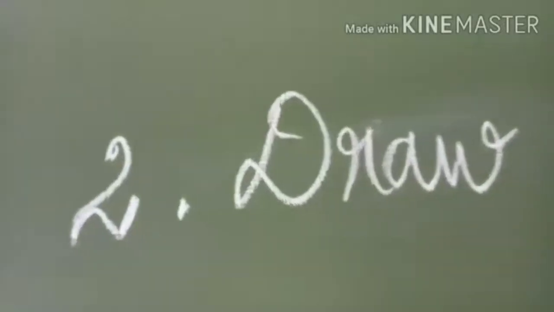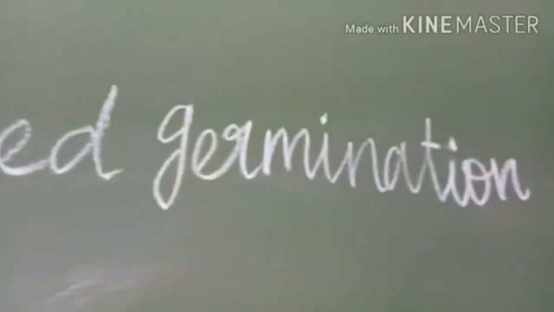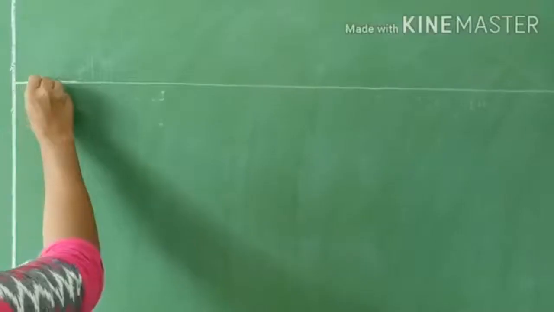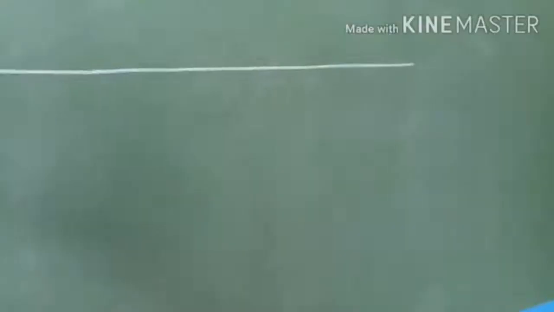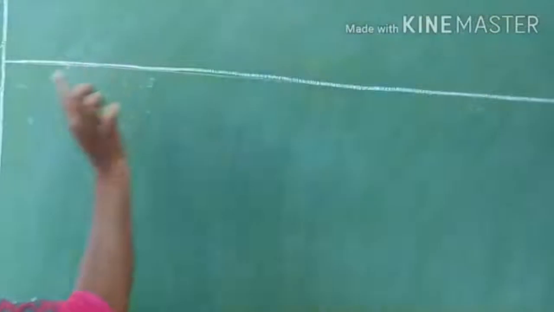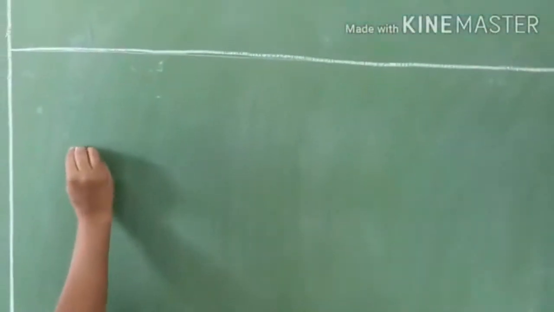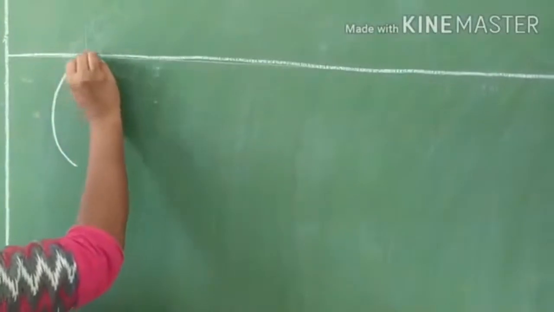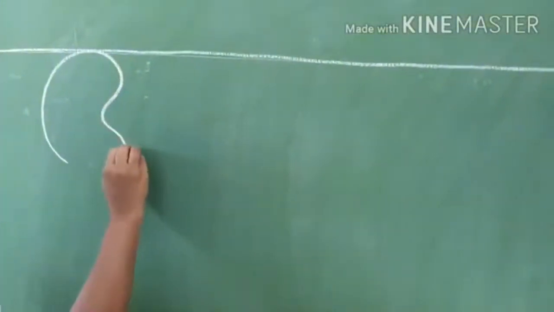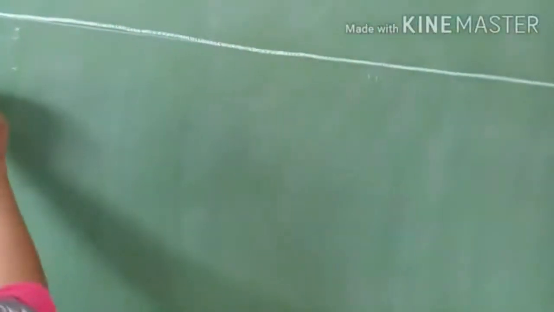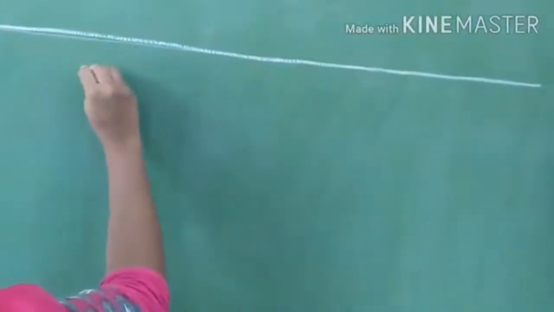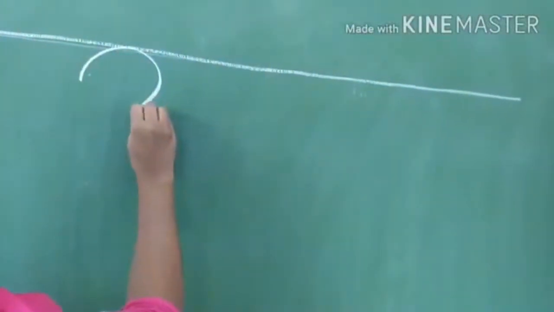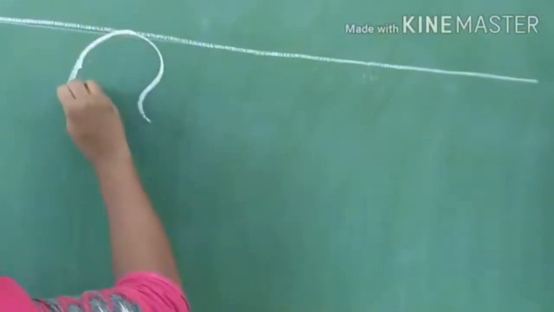Second question is draw and label seed germination. Children, draw a line using a scale like this, and below the line draw a seed like this, right? Next, draw a seed again, like this.